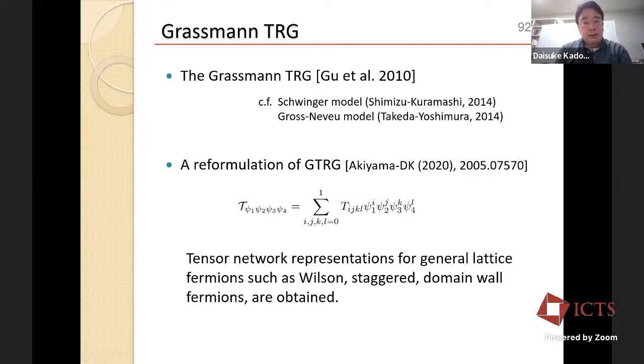But this original method is a bit complicated, so we reformulated the Grassmann TRG method in this paper, and we derived a general tensor network representation for local lattice fermions, such as Wilson, staggered, and domain wall fermions. And in this lecture, I will be explaining how to derive the general form of tensor network in local lattice fermion action.